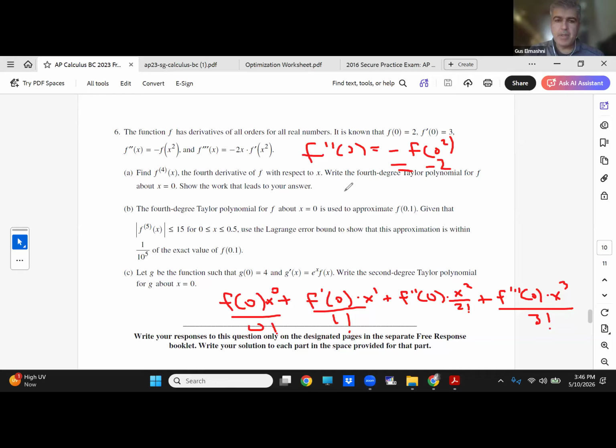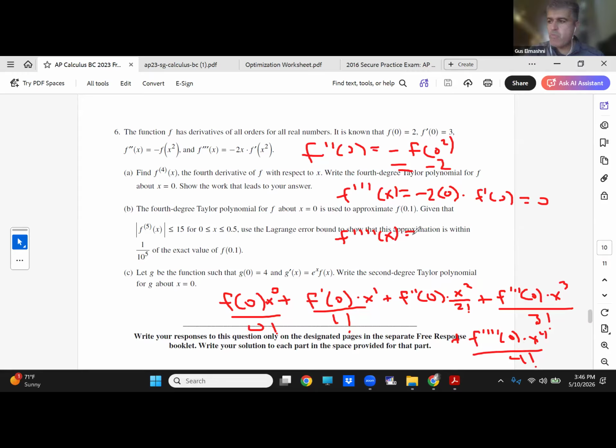And for f triple prime, it's going to be -2 times 0. Oh, there's one more term. My apologies. Over 4 factorial as well. So f triple prime is going to be -2 times 0 times f prime is 0, which of course gets you 0.